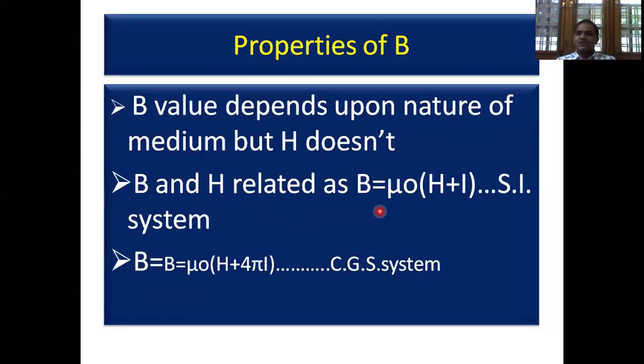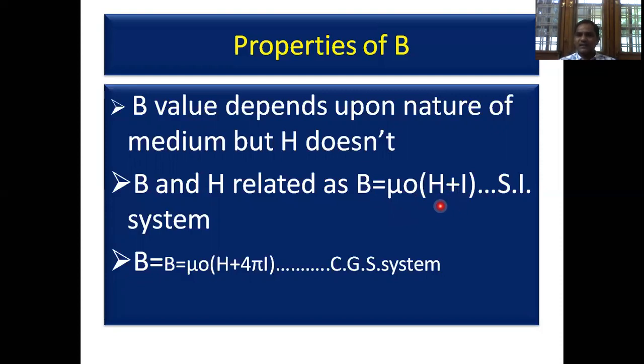Here the B value depends on the nature of the medium. But apart from B, we have another physical quantity H bar. H bar is the magnetizing field strength. It is independent of the nature of the medium. Here B and H are related as B equals mu naught into H plus I in the SI system. But in the case of free space or vacuum, the intensity of magnetization I is equal to 0. Then you will get B equals mu naught into H.